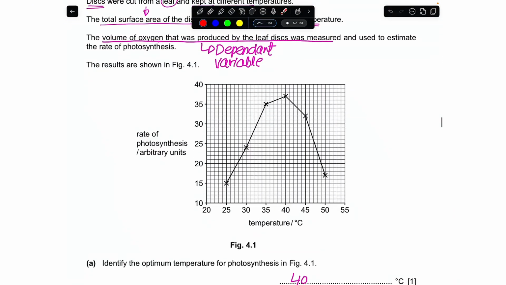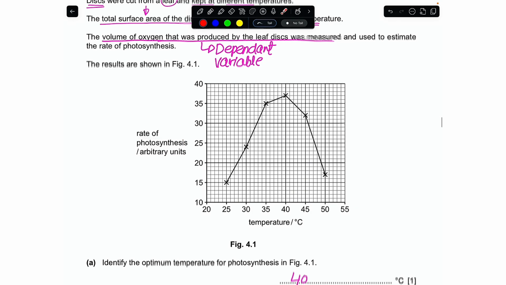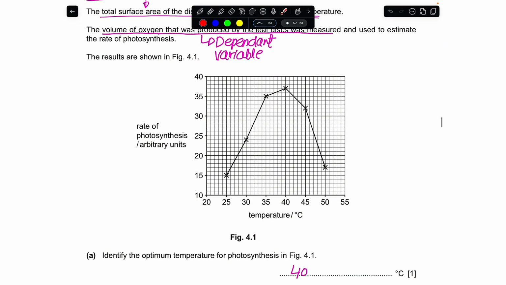Now they have presented you the results in 4.1. Temperature comes on the x-axis. This is independent. Here we have rate of photosynthesis in terms of arbitrary units on the y-axis, this is our dependent variable. Now they want you to identify the optimum temperature for photosynthesis in figure 4.1.